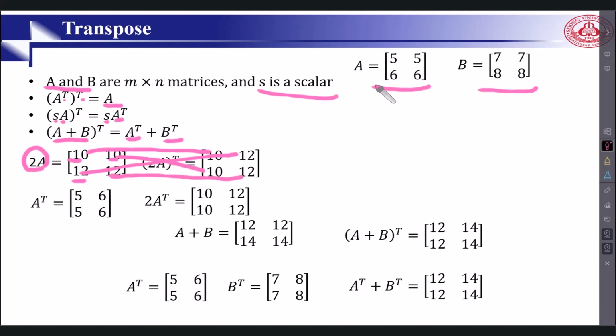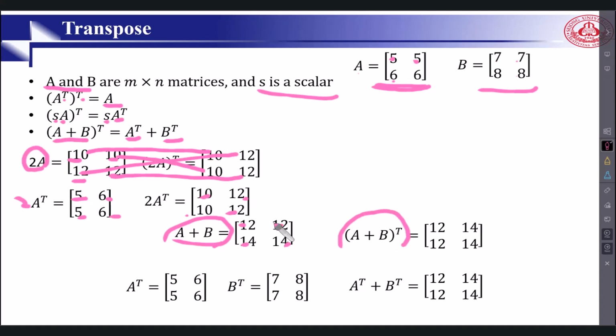A transpose, here is our A, so we flipped 5, 6, 5, 6, right? 2A transpose, it means we multiply 2 by here. So 2 by 5 is 10, 2 by 6 is 12, 2 by 5 is 10, and 2 by 6 is 12. A plus B means 5 and 7 is 12, 5 and 7 is 12, 6 and 8 is 14, 6 and 8 is 14, right? This is A plus B.